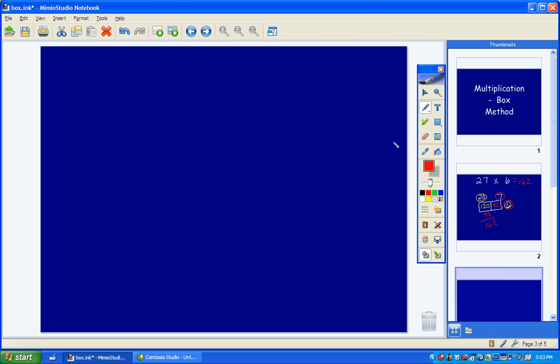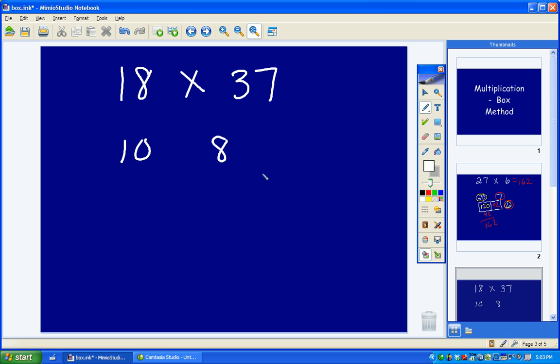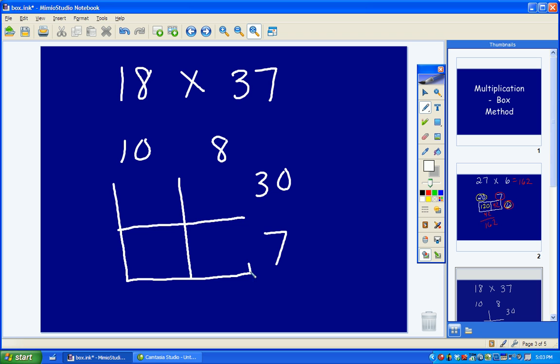Now let's do a 2-digit by 2-digit. Let's do 18 times 37. I'm going to break apart the 18 into 10 and 8, and now I'll break apart the 37 into 30 and 7. Now I see there's 2. I've got to divide those guys. There's 2 there. Divide those guys. Draw my box. This is where it gets the box name because it's the box method.